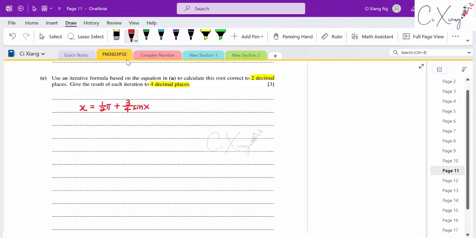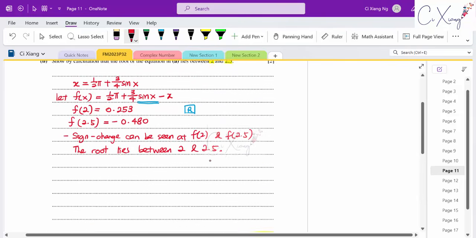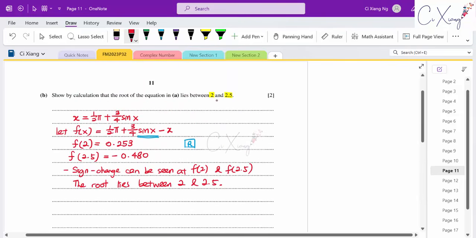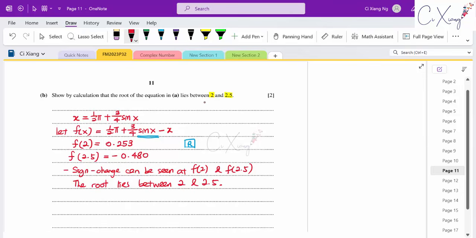So I need an initial value to start with. What is the initial value that I can use? For this question, it didn't give any initial value. We can always use the sign change method, the question in part B, to give us a hint to start with. Since they tell us that the root lies between 2 and 2.5, you can use any value that's close to 2 or 2.5, or any value within them. You can use 2, no problem. You can use 2.5. You can even use 2.2, 2.3 to start, and so on.